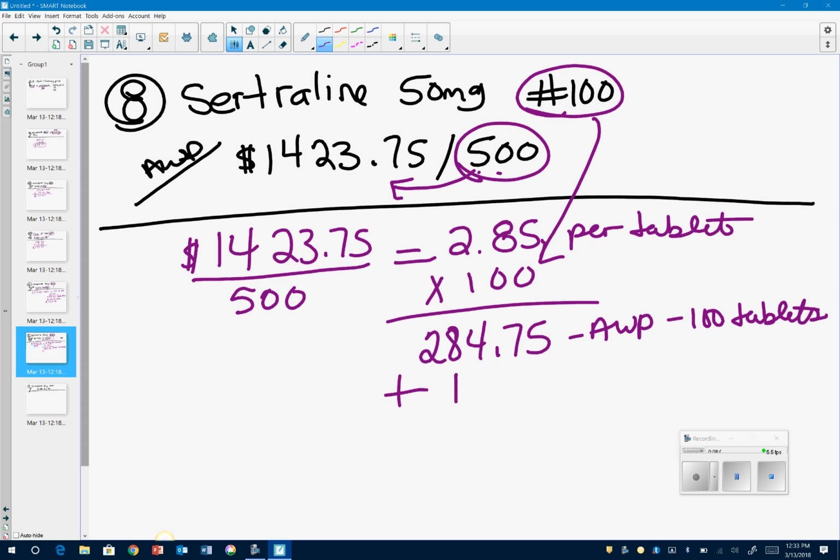And then you're going to add your dispensing fee, which is $15 because it's more than $50. And that comes to $299.75. So the main thing on this one, all you're doing is taking the AWP and adding the dispensing fee to it. The tricky part is you just have to make sure that the AWP price they give you is the same as the amount of the tablets for the prescription. If it isn't, you figure out how much it is per each tablet, and then times it by the tablets that you need.